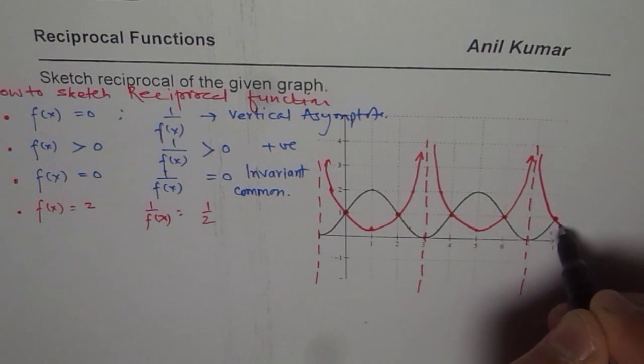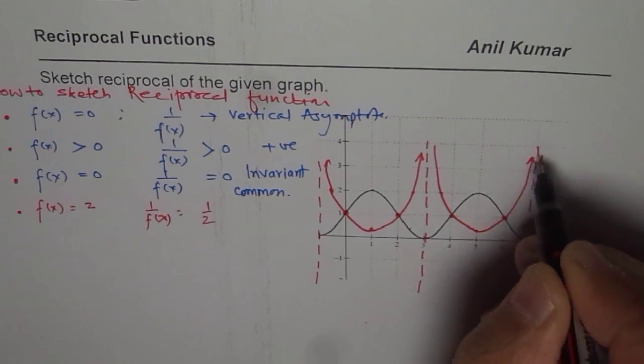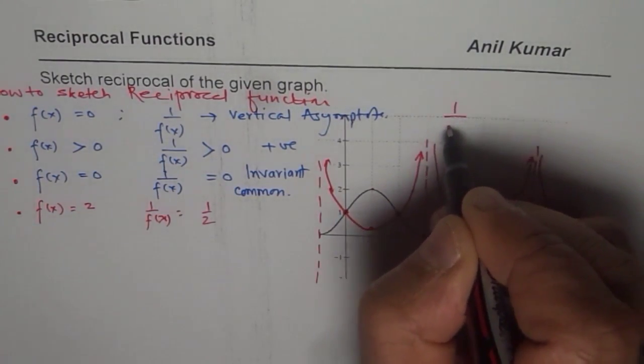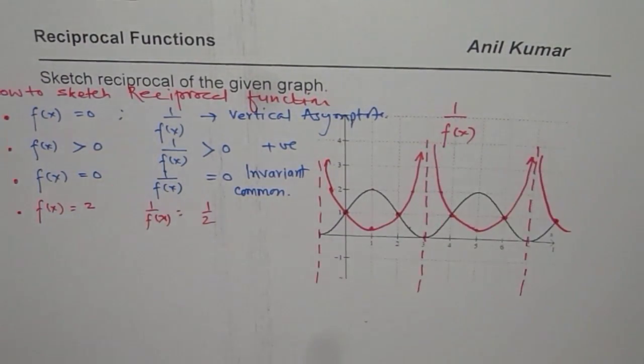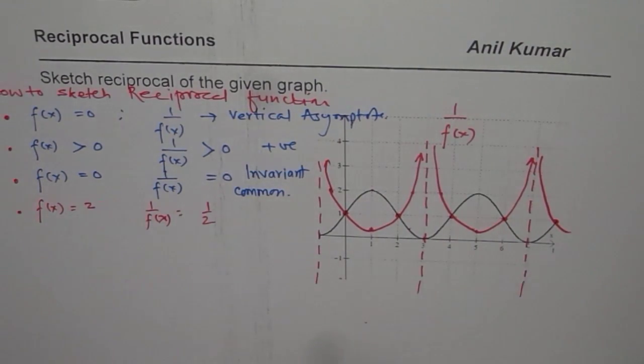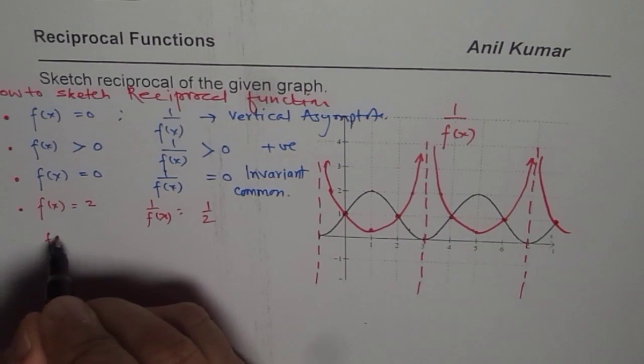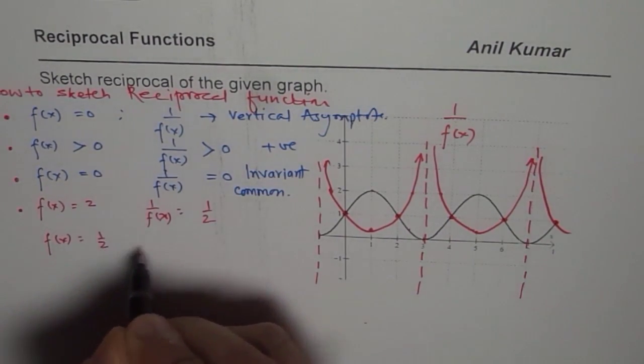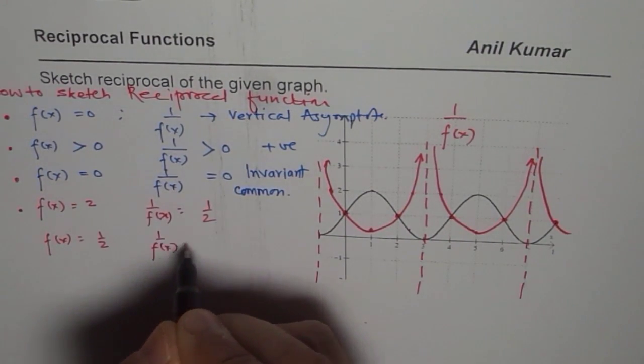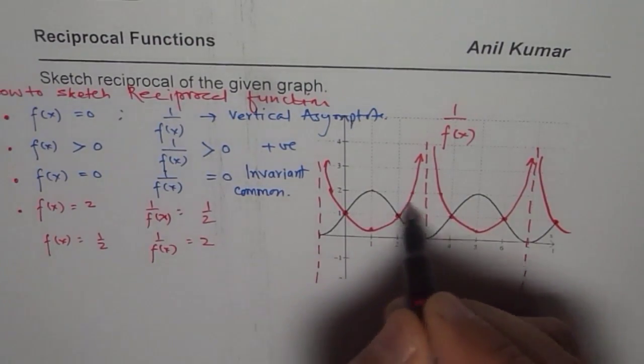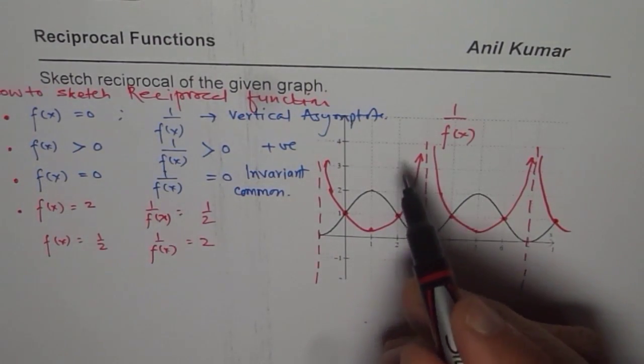I hope you understand it, right? So that is how we can draw 1 over f(x). So we also found some points where f(x) was half. In that case, 1 over f(x) will equal 2. So those points helped us to sketch the graph, right?